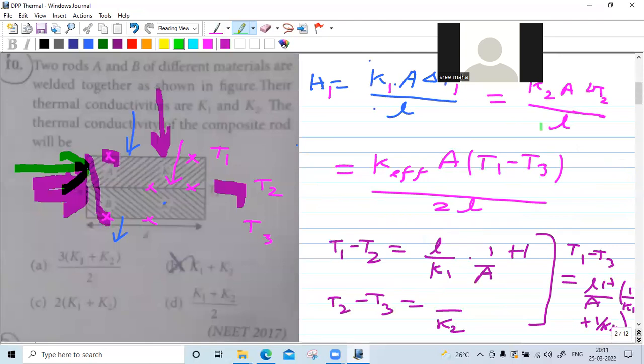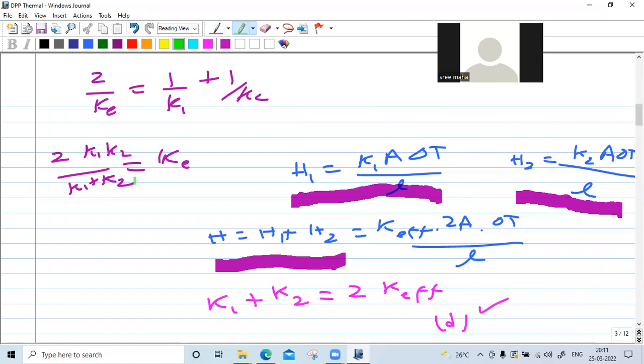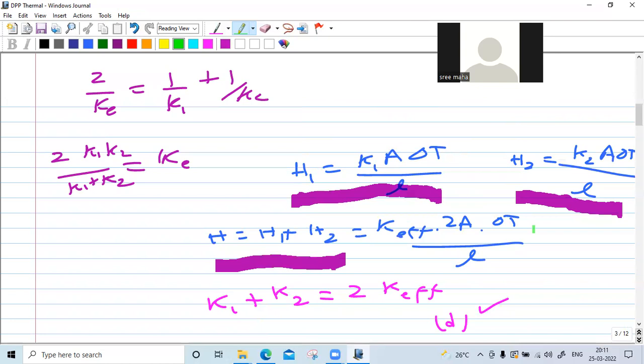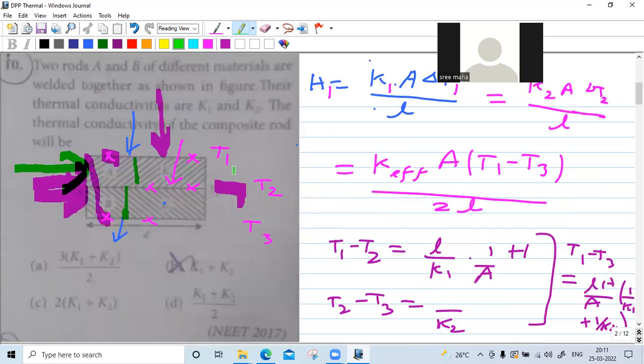This area is A, and this area is also A. So the total area of the composite is 2A. The temperature difference is the same, left to right, and the length is also the same. All of them have the same temperature difference, because the temperature difference is between the left side and the right side. H1 is between these 2 points, H2 is between these 2 points. It's the same temperature difference, right?